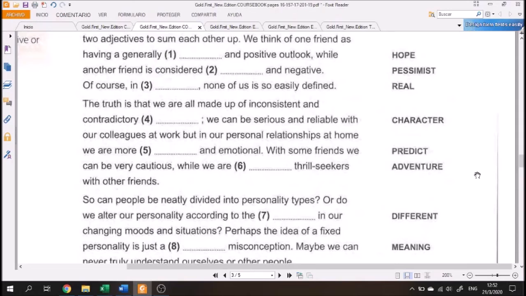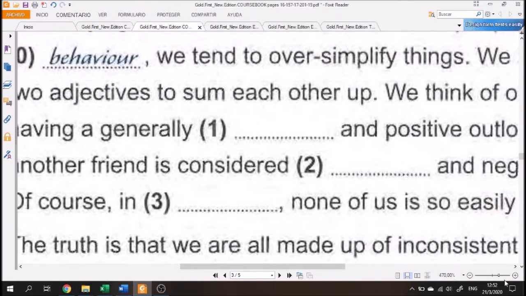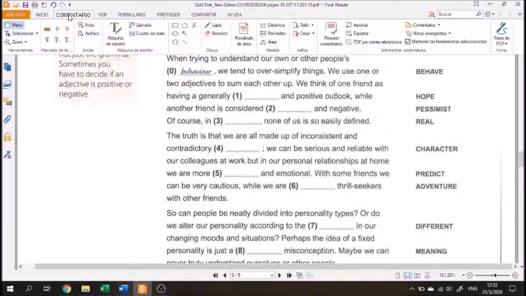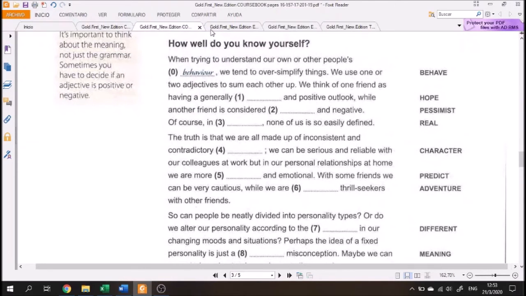Okay, are you ready to check the activity? Remember, I expect you to help me with your answers in the chat, yes? Oops, this is too big. Okay.